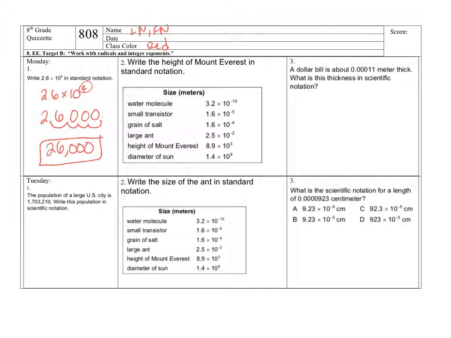Number 2 says write the height of Mount Everest in standard notation. So Mount Everest is right here, and you're going to write that as standard notation. It's 3 decimal places to the right. So 1, 2, 3. Then you're going to have 2 decimal places empty. So you have 8,900. I'm sorry I couldn't leave you more space.